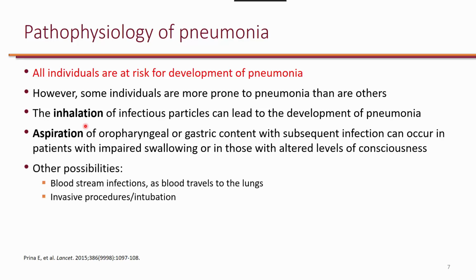There are also other possibilities of getting pneumonia. For example, if someone has a bloodstream infection, because the blood goes to the lung where oxygen exchange occurs, that infected blood can actually infect the lung and cause pneumonia. You can also get pneumonia from invasive procedures such as intubation. While these are possibilities, they are not as common. So the most common route of getting pneumonia is by inhalation.